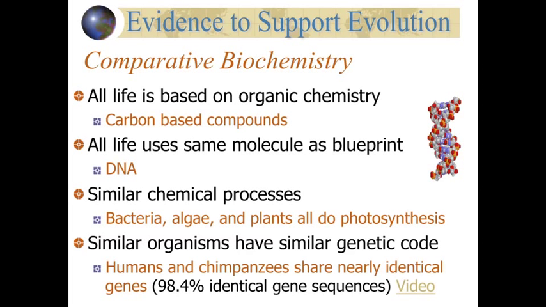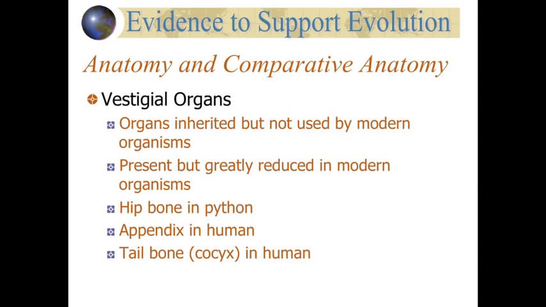All right, moving along to the next topic, we're looking at comparative anatomy. This is going to be question number 6 on page 94 in the packet, looking at vestigial organs. These are organs that are inherited but not used by modern organisms, so they would be present on the body or in the body, but they could be greatly reduced in their structure or obviously in their importance. And some examples here: hip bones in pythons, appendix in the human, and the tailbone in a human.